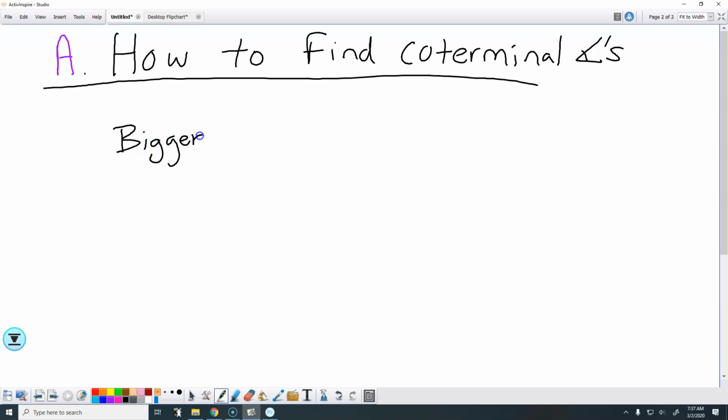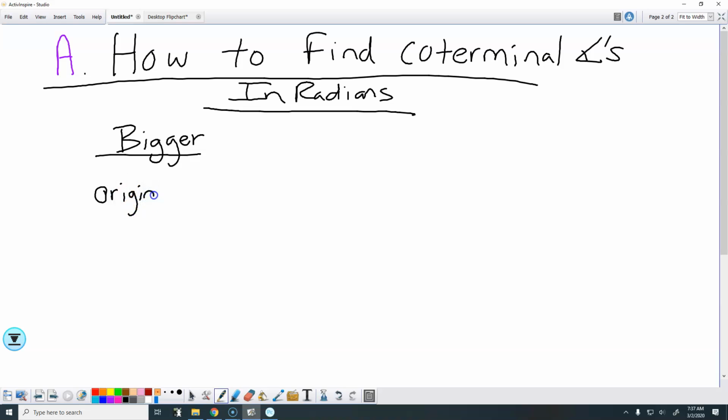So if you want to find a bigger coterminal angle in radians, then what you're going to do is you're going to take your original angle and you're going to add to it not 360 but 2 pi.